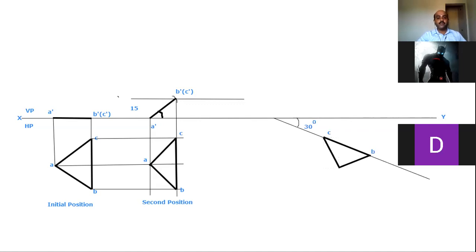So this is point A. You are transferring the entire top view over to a third position such that the edge BC should be inclined to VP at 30 degrees. So now you can start projecting it.